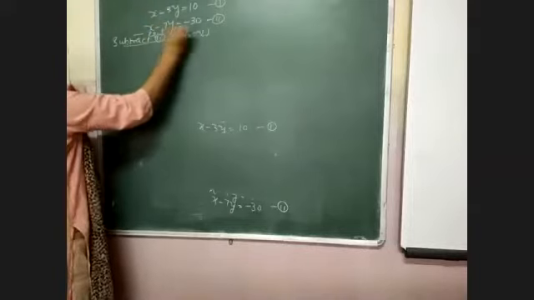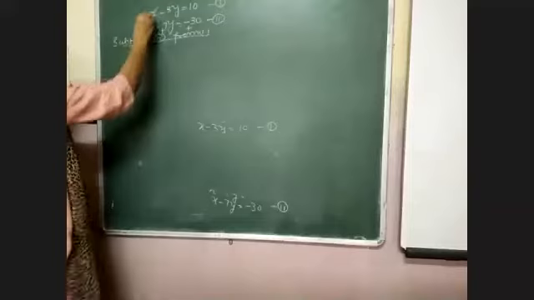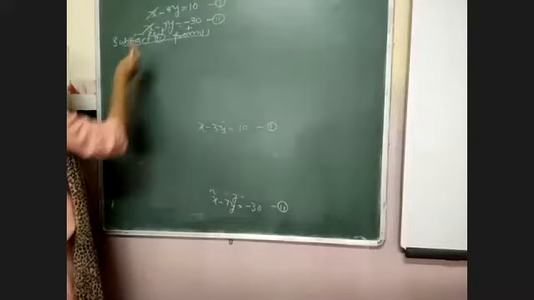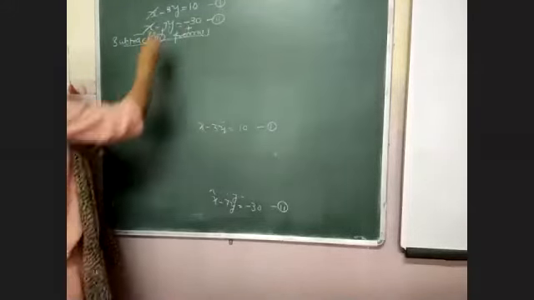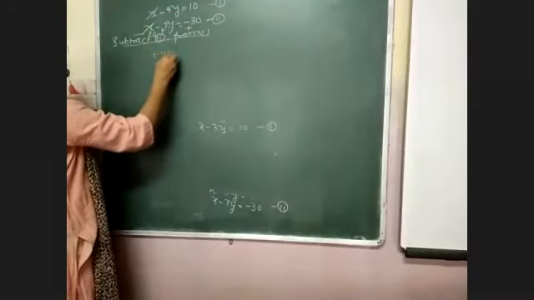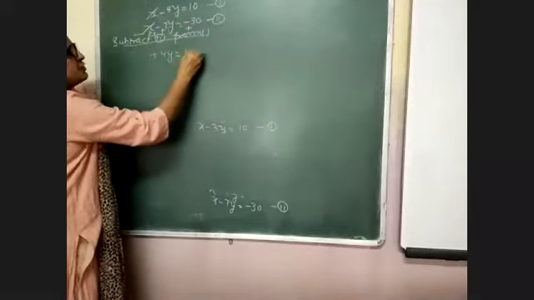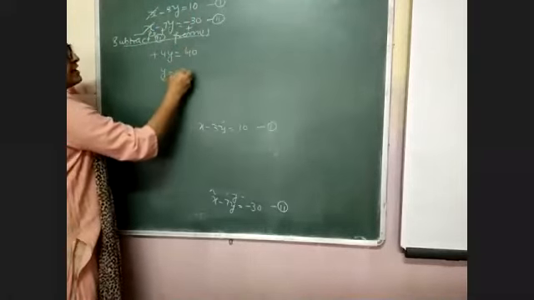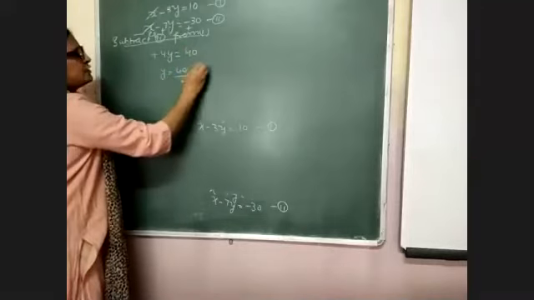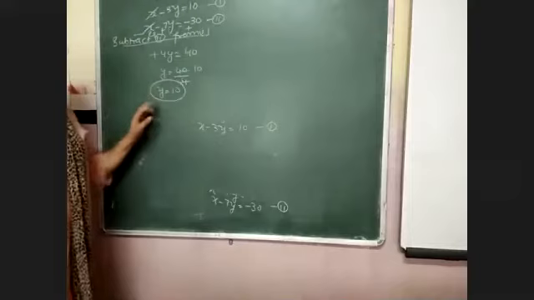Minus plus plus, the sign will be changed. Then it is plus and this is minus, and the variable is also the same. So plus 7y minus 3y becomes plus 4y, and plus 30 plus 10 becomes plus 40. Then the value of y is 40 divided by 4. The value of y is equal to 10.